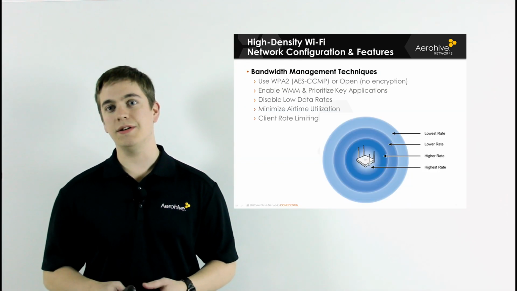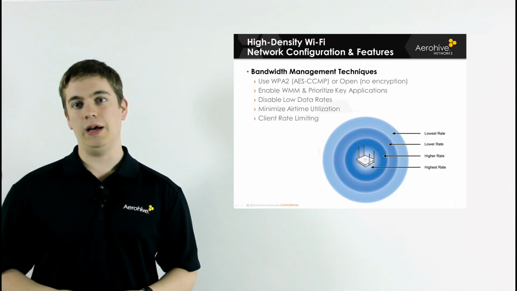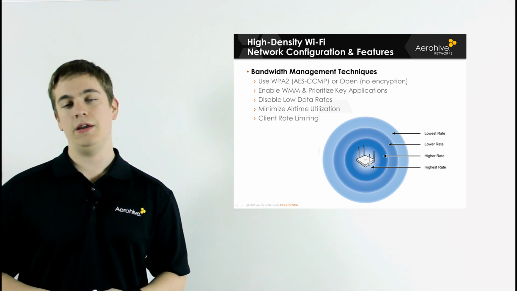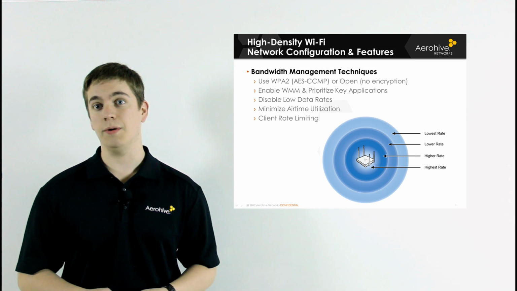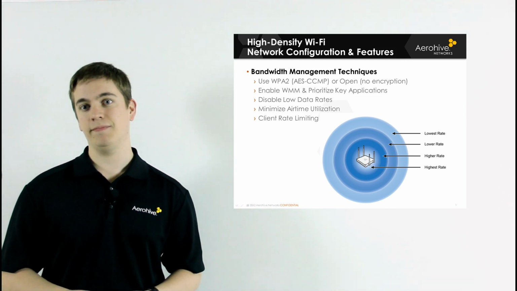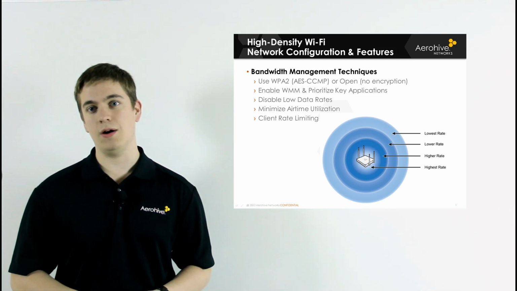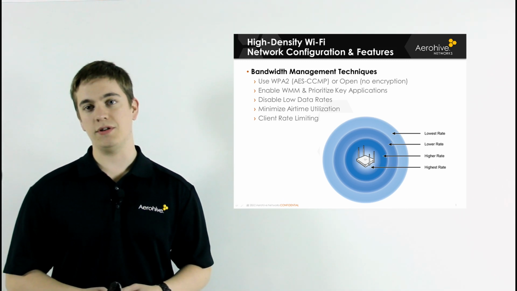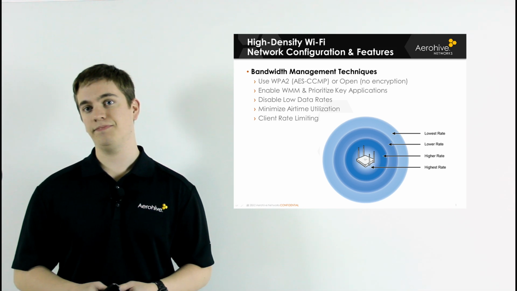The first thing you want to consider is the appropriate use of encryption. Encryption is very important so you can make use of 802.11n high throughput rates. You want to make sure that you use WPA2 encryption with AES CCMP. Or, alternatively, for a guest network, use an open network with no encryption. One of those two types of encryption methods is required to use high throughput rates.